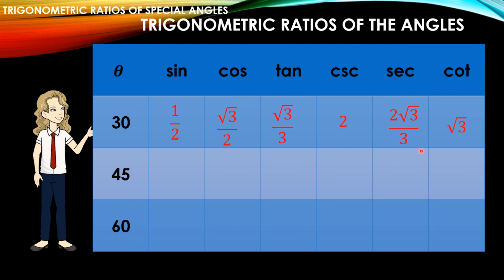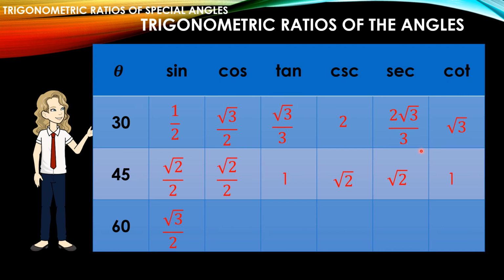How about in 45 degrees? Square root of 2 over 2, sine 45. Cosine 45 is square root of 2 over 2. Tangent 45 is 1. Cosecant 45 is square root of 2. Secant 45 is also square root of 2. And cotangent 45 is equal to 1.